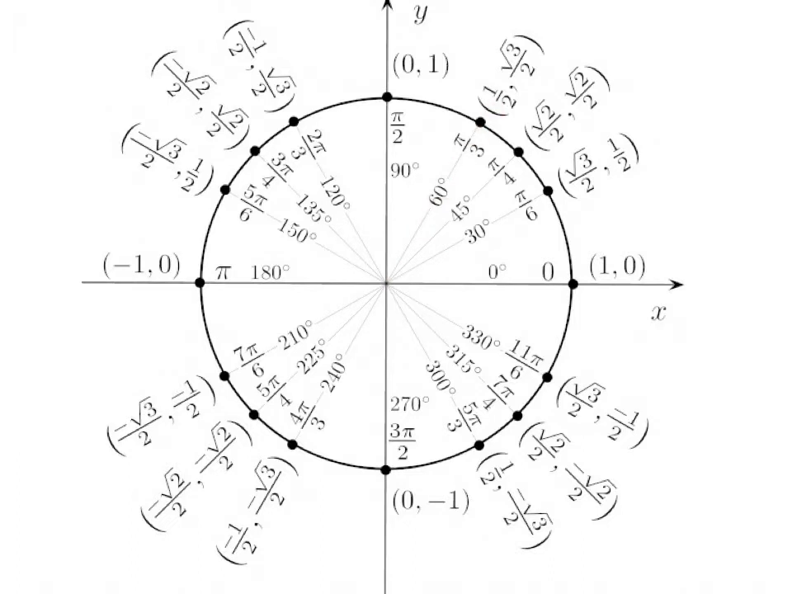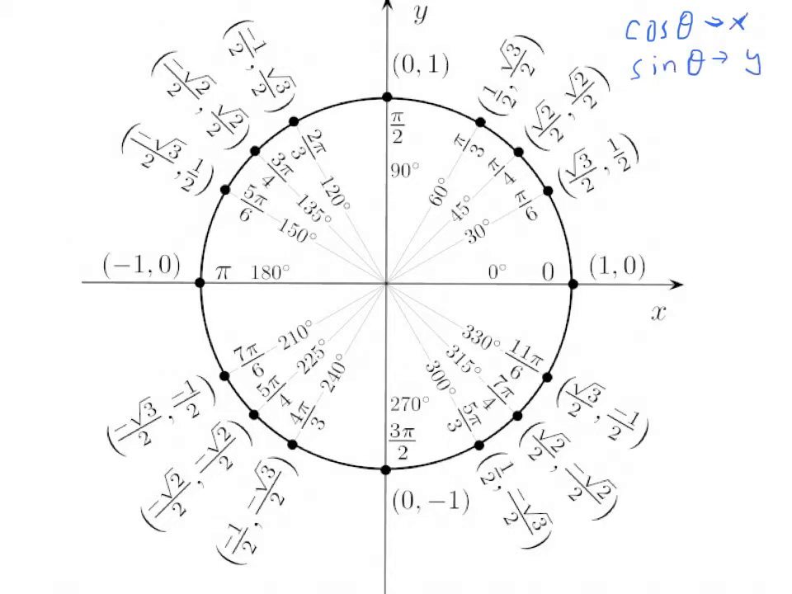What we've done here is we've labeled for each one of these points what the coordinates of those points are. So when you're looking at a 30-degree angle, the coordinates of that point are square root of 3 over 2 and 1/2. The reason that's exciting is that we remember that the cosine of an angle is the x-coordinate, and the sine of an angle is the y-coordinate.